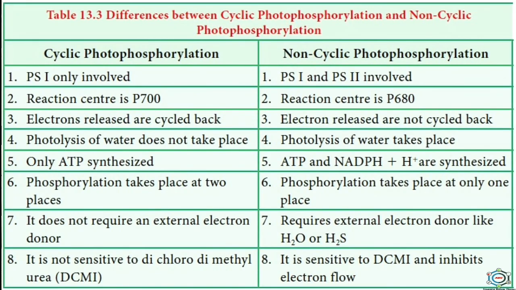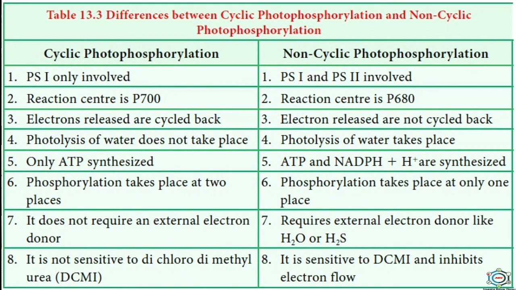So the main differences are, in case of cyclic photophosphorylation, only photosystem I is involved, while in case of non-cyclic, photosystem I and photosystem II both are involved. In cyclic, the reaction center is P700, while in case of non-cyclic, the reaction center is P680. In case of cyclic, electrons released are cycled back, while in case of non-cyclic, electrons released are not cycled back. In case of cyclic, photolysis of water does not take place, while in case of non-cyclic, photolysis of water takes place. In case of cyclic, only ATP is synthesized, while in case of non-cyclic, ATP and NADPH plus H+ are synthesized.